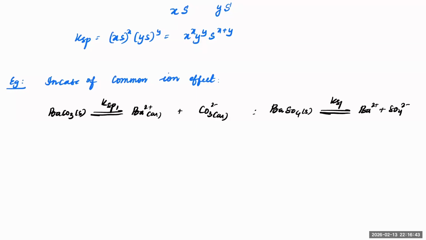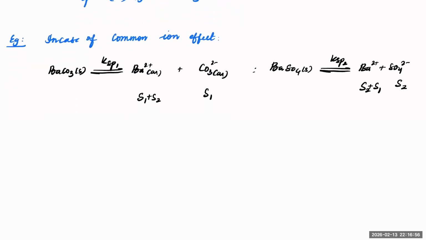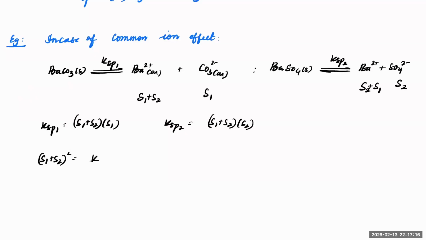and this is at Ksp2. When both of them are mixed, let's say the solubility here is S1 and S1, here it is S2 and S2. But because of the common ion, here I need to show S1 plus S2. Here also I need to show S1 plus S2. So that makes Ksp1 equal to (S1 plus S2) into S1, and Ksp2 equal to (S1 plus S2) into S2. So from here I can say (S1 plus S2) whole squared is equal to Ksp1 plus Ksp2.